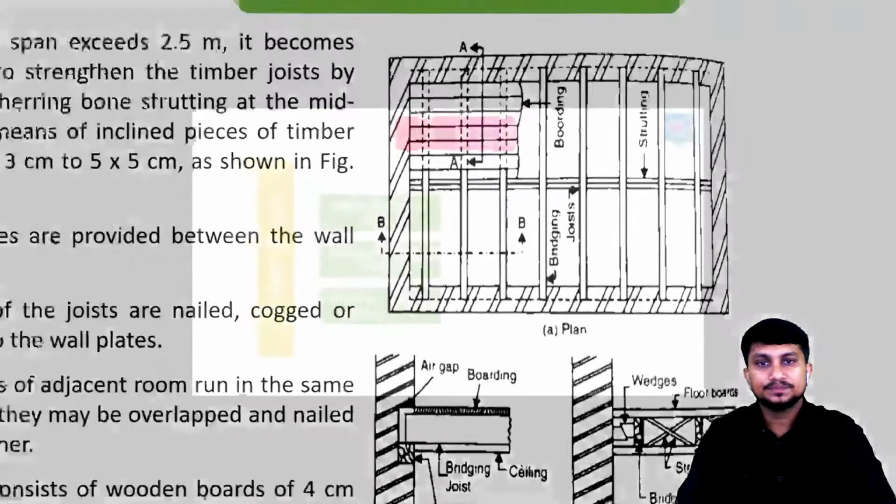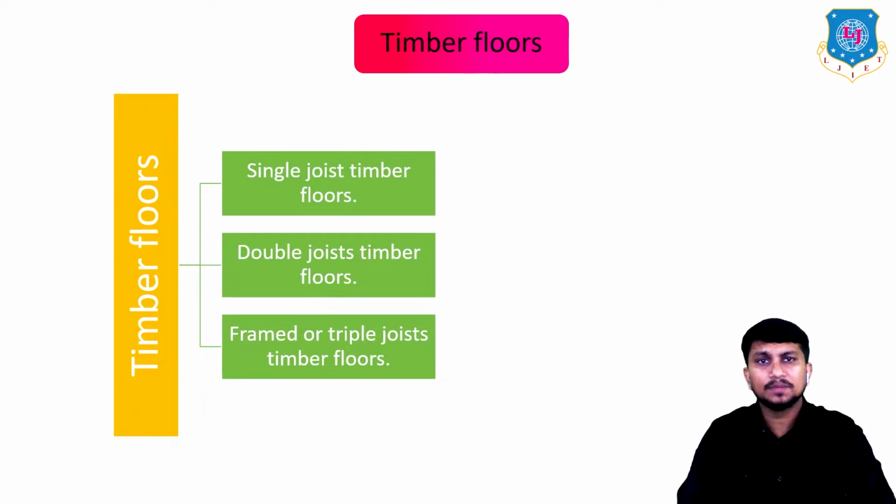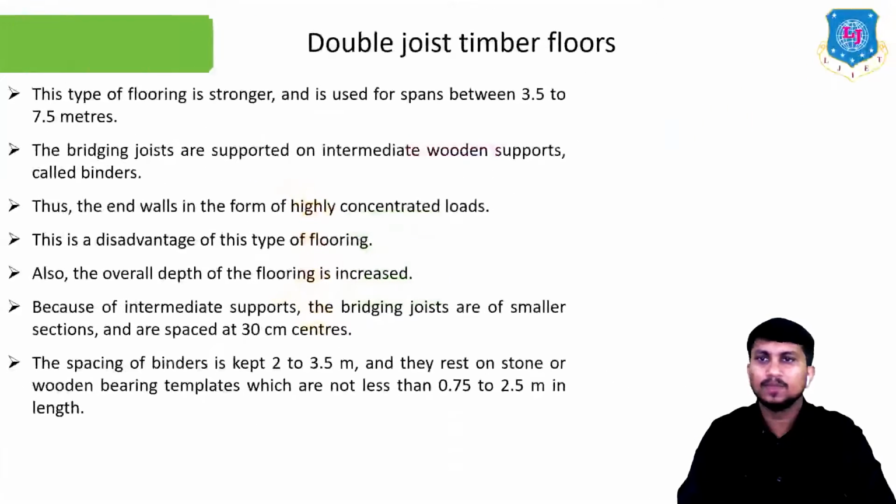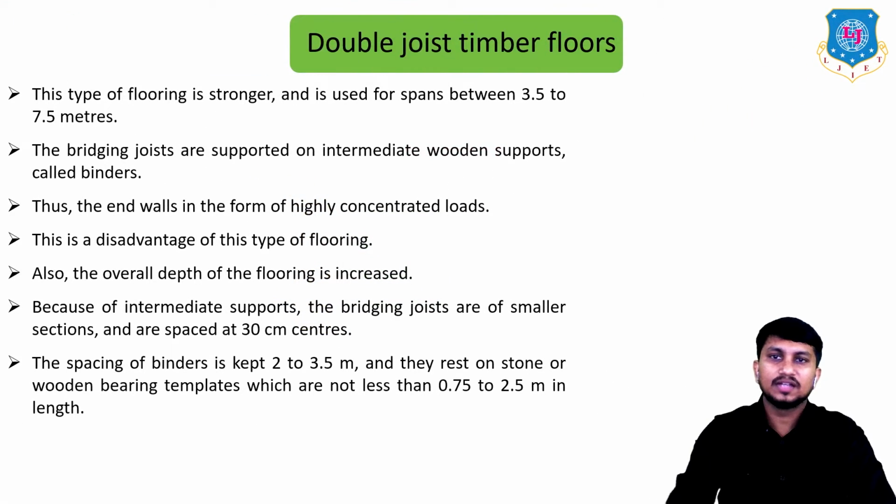The second type of timber floor is double joist timber floor. This type of flooring is stronger and is used for spans between 3.5 to 7.5 meters. The bridging joists are supported on intermediate wooden supports called binders. Thus, the end walls receive the load in the form of highly concentrated loads. This is a disadvantage of this type of flooring. Also, the overall depth of the flooring is increased.